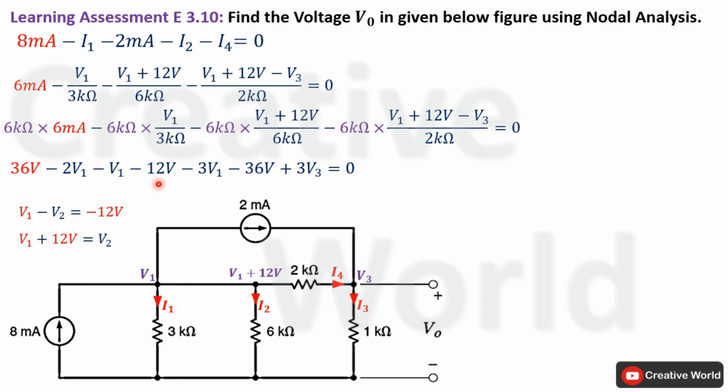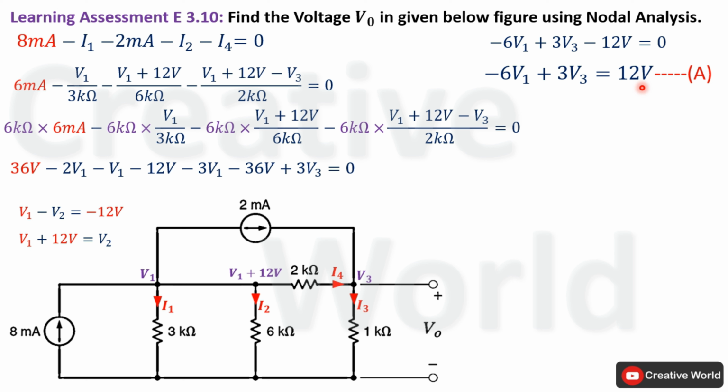Now add constants together, minus 36 volt and plus 36 volt will cancel out with each other, only minus 12 will be left. Here minus V1, minus 2V1 and minus 3V1 will become minus 6V1. So the equation will become minus 6V1 plus 3V3 minus 12 equal to 0. Now place this minus 12 volt on the other hand side of equal. The equation will become minus 6V1 plus 3V3 equal to 12 volt.